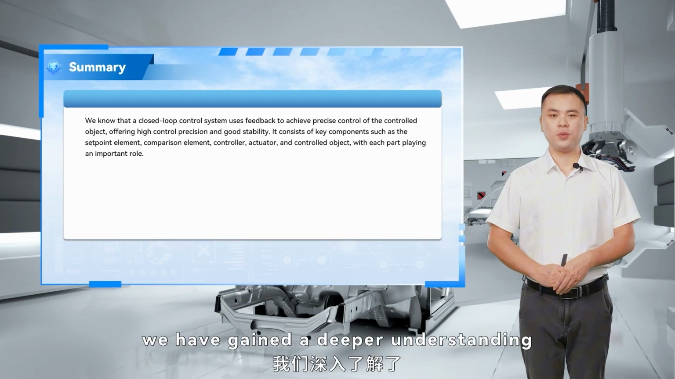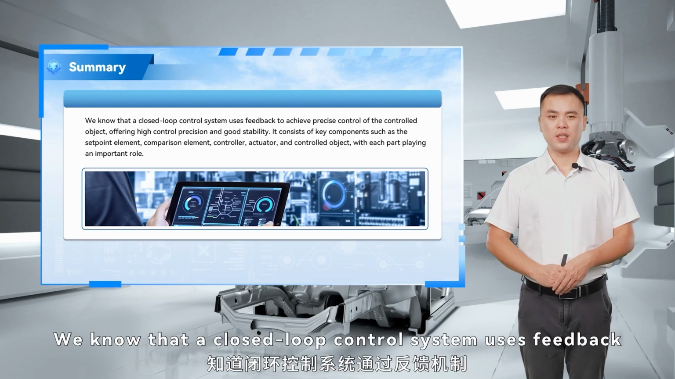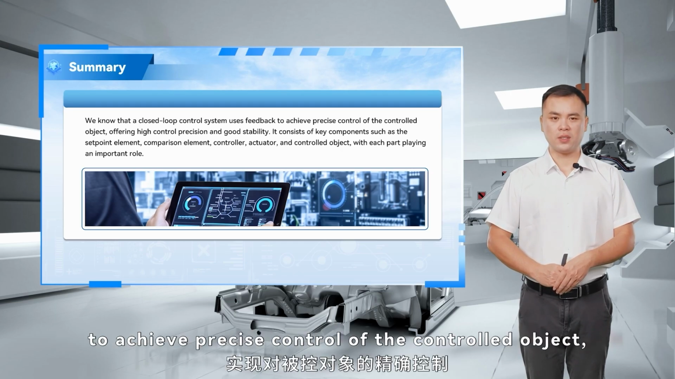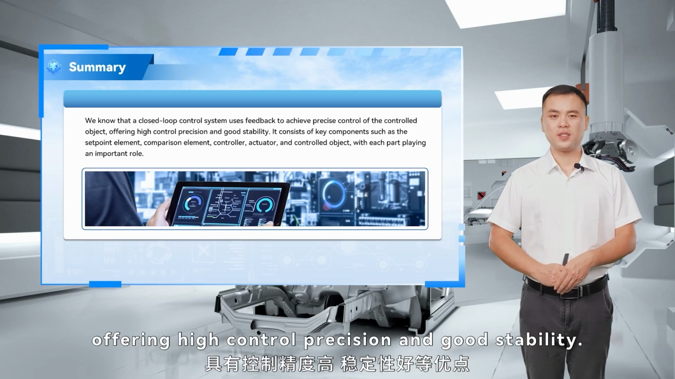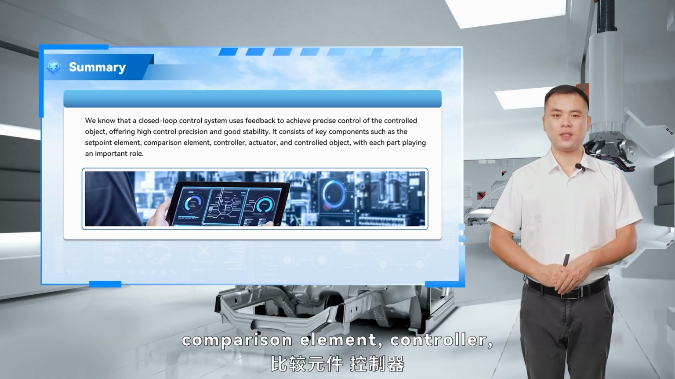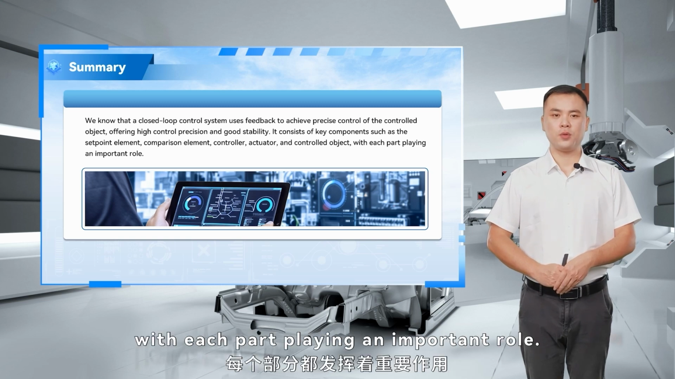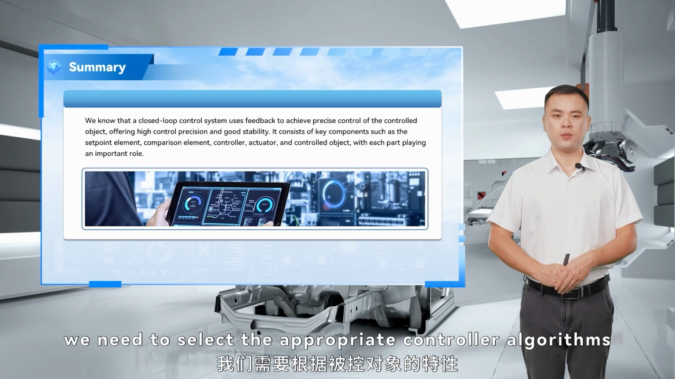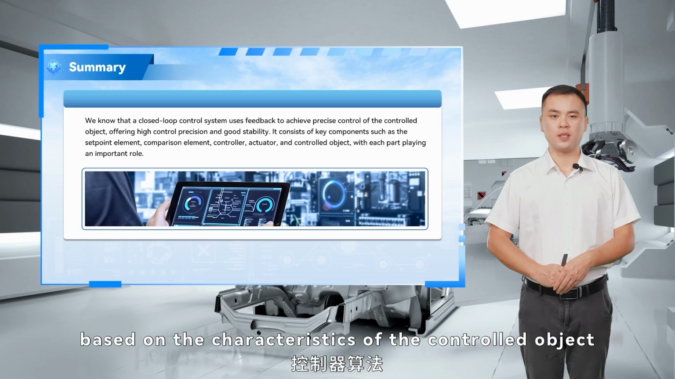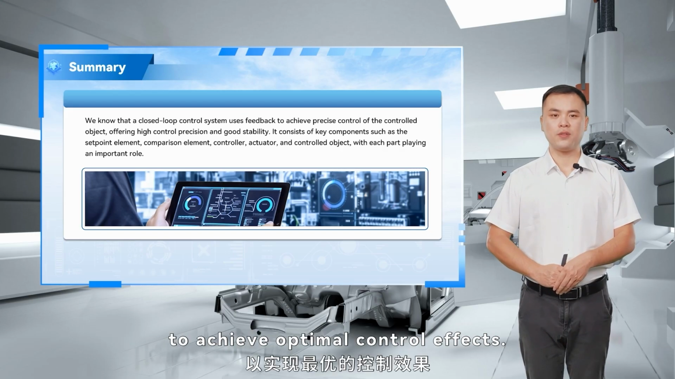Through this lesson, we have gained a deeper understanding of the control principles of closed-loop systems. We know that a closed-loop control system uses feedback to achieve precise control of the controlled object, offering high control precision and good stability. It consists of key components such as the setpoint element, comparison element, controller, actuator, and controlled object, with each part playing an important role. In practical applications, we need to select the appropriate controller algorithms and component configurations based on the characteristics of the controlled object and control requirements to achieve optimal control effects.